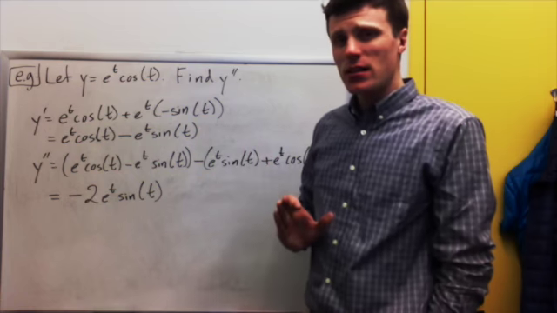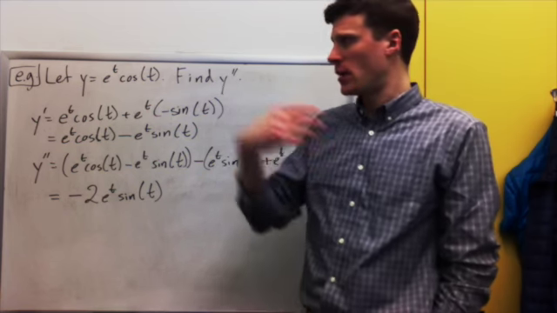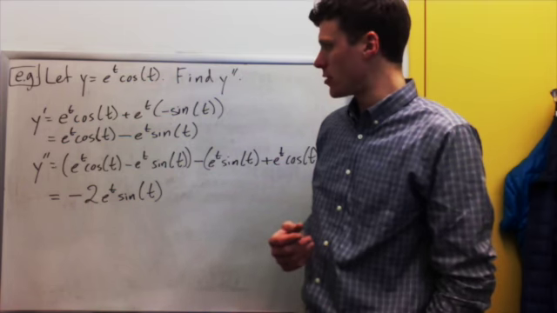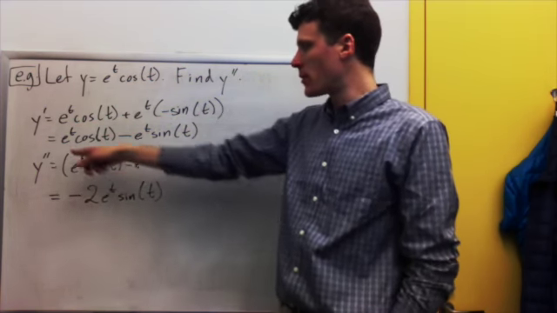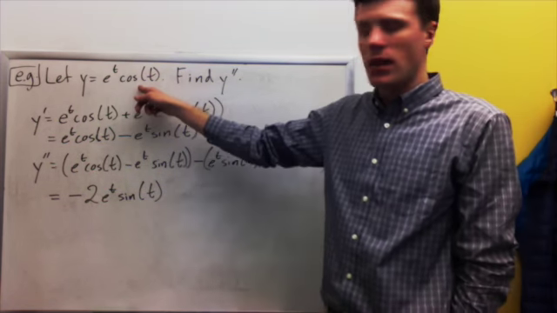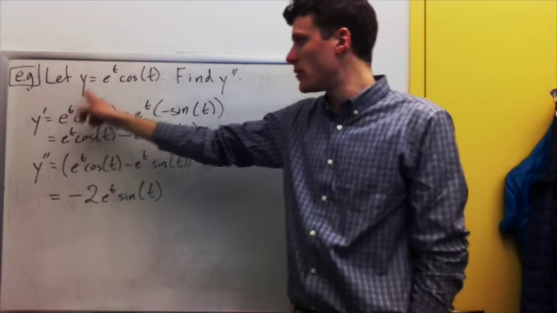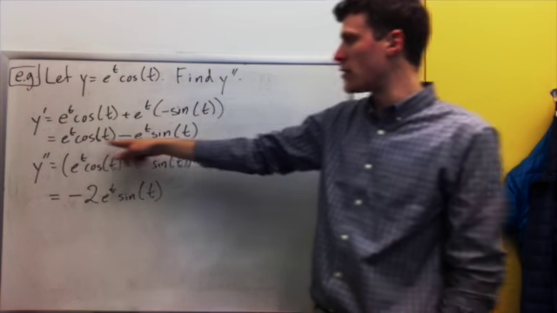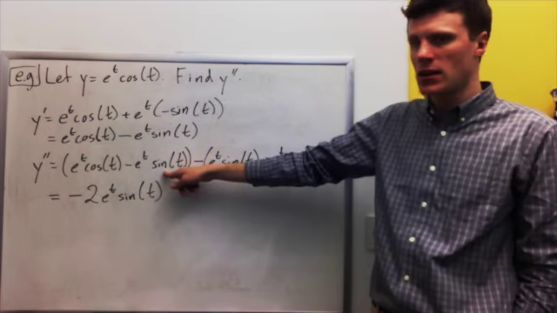Well, I like to use work that I've already done to make my life easier in the future. So here to take the derivative of y prime, the first thing I'm taking the derivative of is e to the t cosine of t. That was the original function. So I'm not even going to work. The derivative of e to the t cosine of t, I just figured out, is e to the t cosine t minus e to the t sine t. So I'm just going to write that here.